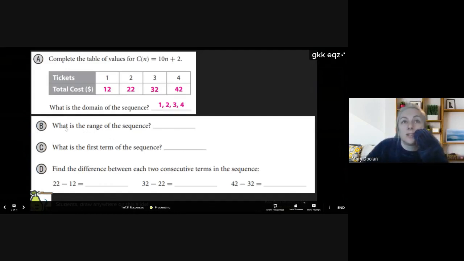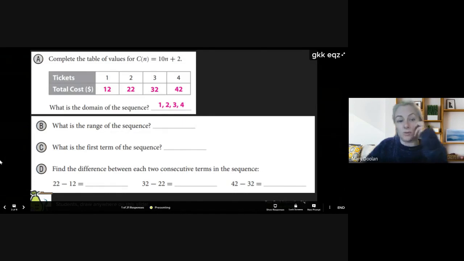Okay, this value, the domain and the range, come from this table. So if the domain is 1, 2, 3, 4, the range is what? That would go here. We're going to list that out here. And then part C, what is the first term? The first term. We talked about what that means. And then you're going to find the difference between each two consecutive terms in this sequence. So you have just 3 subtraction problems that you're going to do here.